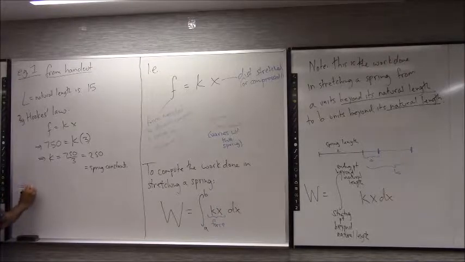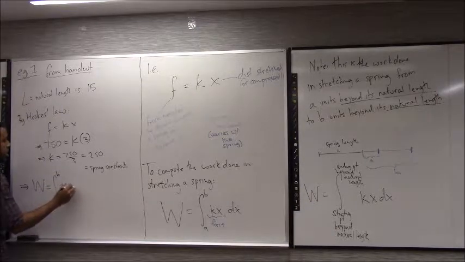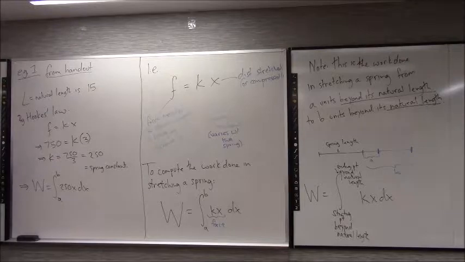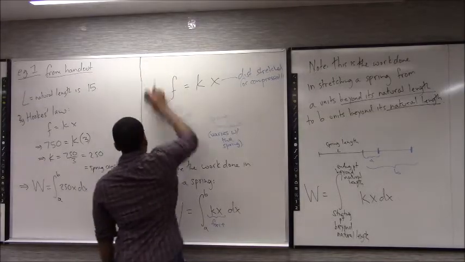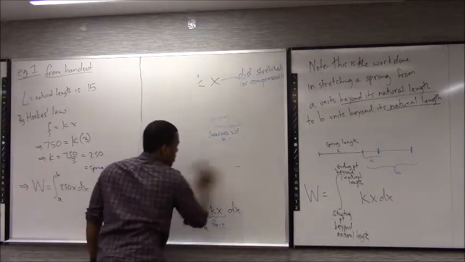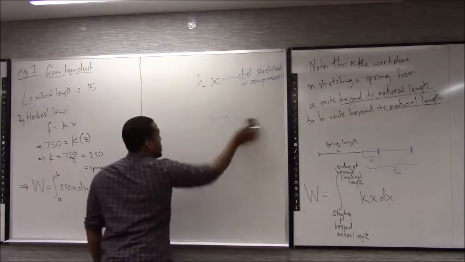This means that the work for this spring is going to be the integral of 250x dx, where now you can plug in the limits to figure out what lengths you want to stretch it between. So you basically use Hooke's law to find the spring constant, and then we can integrate that.